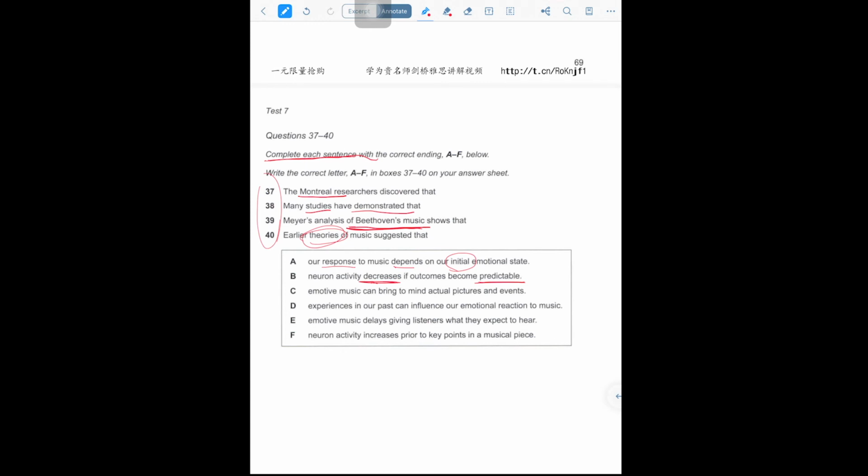Emotive music can bring to mind actual pictures and events. Experience in our past can influence our emotional reaction to music. Experience, influence, emotional. Emotive music delays giving listeners what they expect to hear. Delay giving listeners what they expect. Activity increases prior to key points in a musical piece.